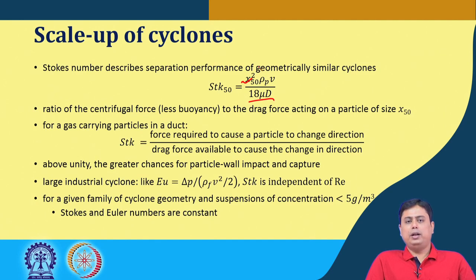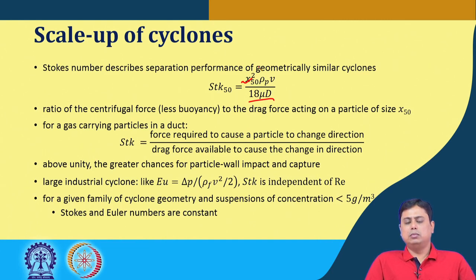Now, like the Euler number, this Stokes number is also independent of the Reynolds number. And for a given family of cyclone geometry, with suspension concentrations less than 5 grams per meter cube, the Stokes number and Euler number are constant values. If you remember the expression of the Euler number, which we will see frequently when we solve a couple of problems, it involves the pressure drop information and the characteristic velocity. Here the Stokes number involves the information of cut size, the cyclone diameter and the characteristic velocity.